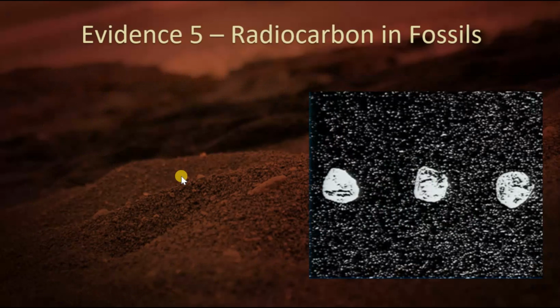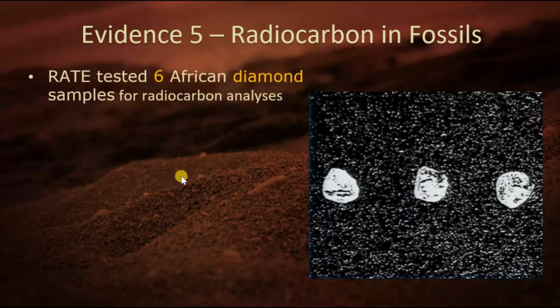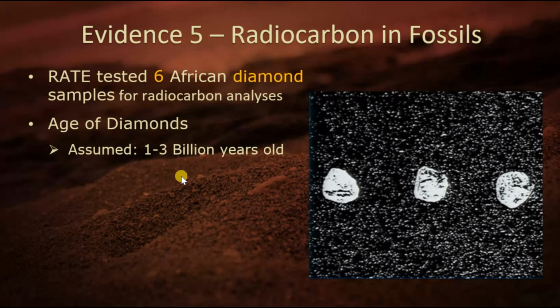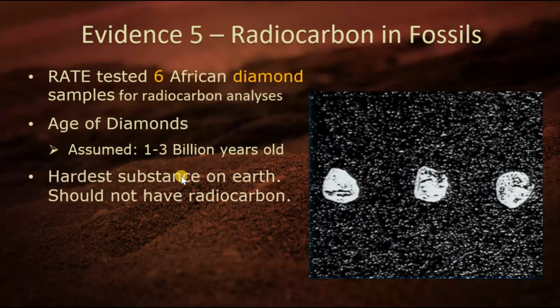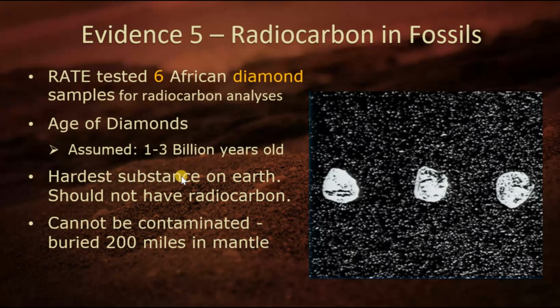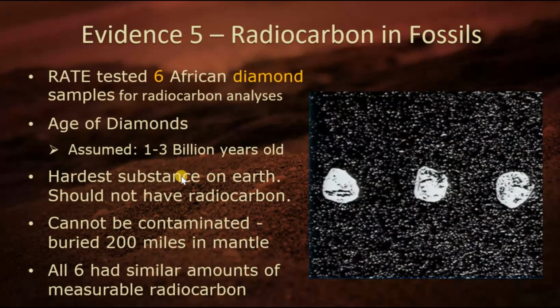They also looked at diamonds. They tested 6 African diamond samples for radiocarbon analysis. The age of the diamonds is assumed to be 1 to 3 billion years old. How can that be? Because the diamonds are the hardest substance on Earth, and they shouldn't have any radiocarbon in them. And you can't contaminate diamonds because they're buried 200 miles in the mantle. And all 6 of those diamonds had similar amounts of measurable radiocarbon.